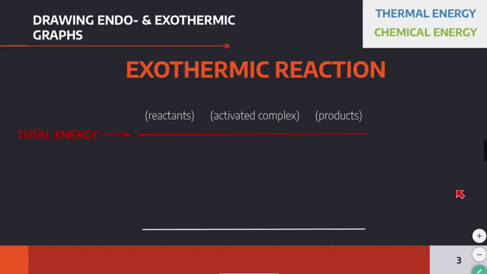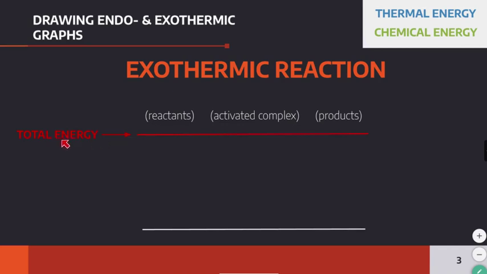Now, to start this off, on your paper, we're going to draw out an exothermic reaction. To start, first draw a baseline at the bottom of your graph, and then draw a line showing the total energy in that graph. Now that total energy should not change. This is a closed system. Energy can't be created or destroyed.